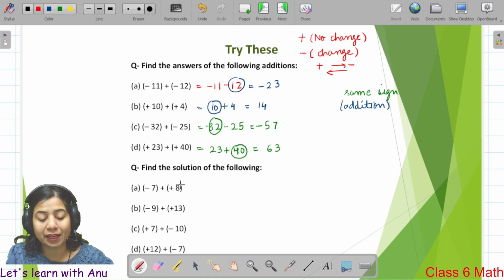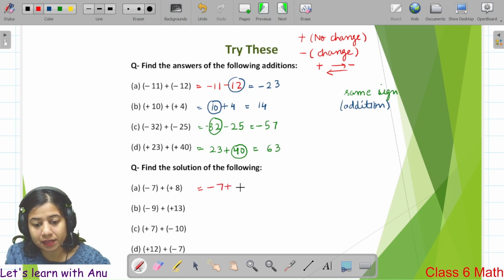Let's move to the second question. Find the solution of the following. A part is -7 plus +8. So again, outside the bracket, the sign is positive, so it will not change. It's -7 plus 8. But here we have opposite signs.